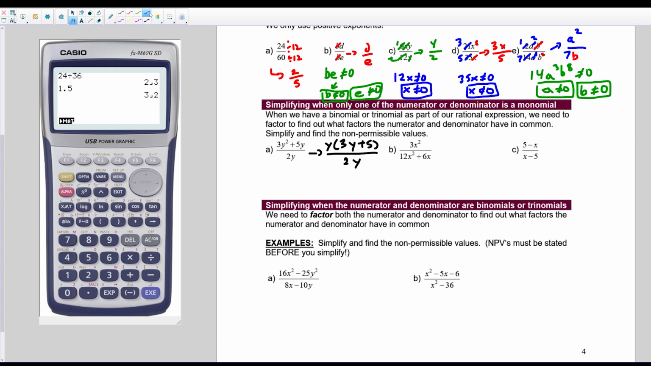So in this case, we're going to look at our NPV. We can see here that our NPV comes from 2y. So 2y cannot equal to 0. Divide both sides by 2. And we can see that just y cannot equal to 0.